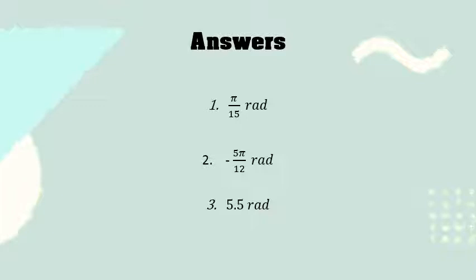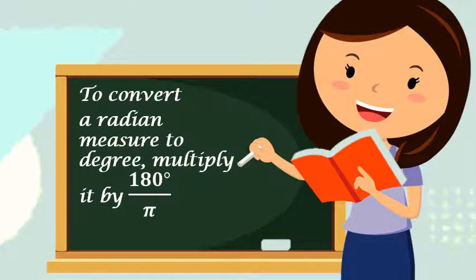So the answer will be pi over 5 for the first one. Second one is negative 5 pi over 12. Number 3 is 5.5 radian. So just check it, and later on, you can play the video again.